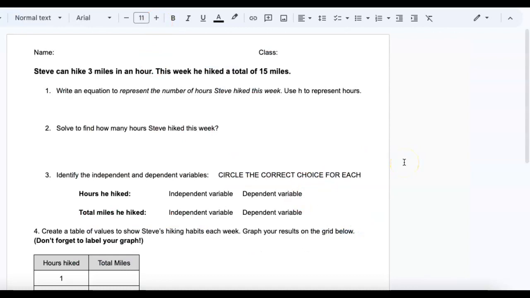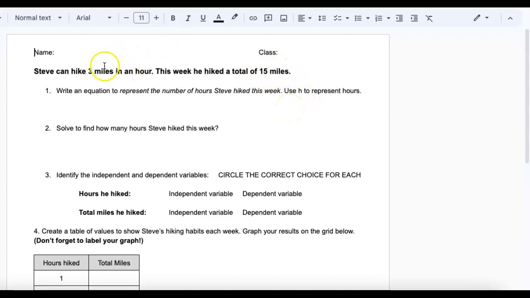So you are going to talk about Steve and his speed of miles per hour when he's hiking. So he can hike 3 miles in 1 hour. He's hiked a total of 15 miles this week. So you're writing an equation to represent the number of hours Steve hiked this week, H being the hours because we don't know his total hours, we only know his total miles.